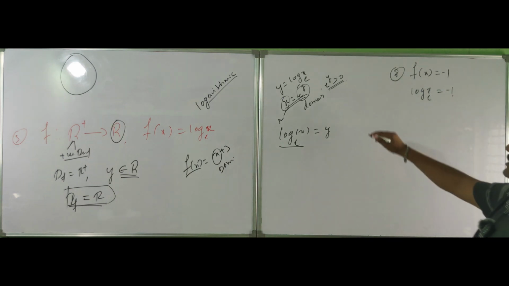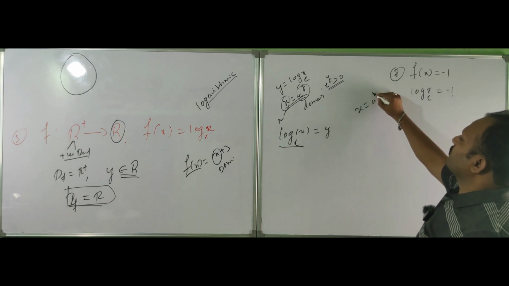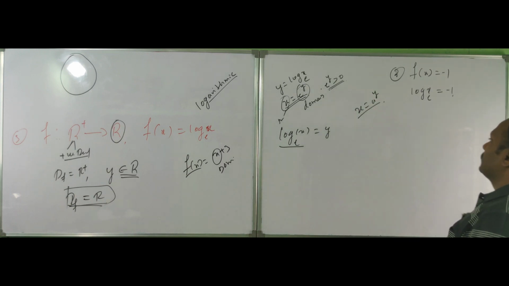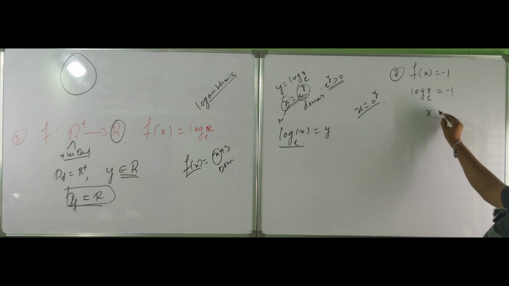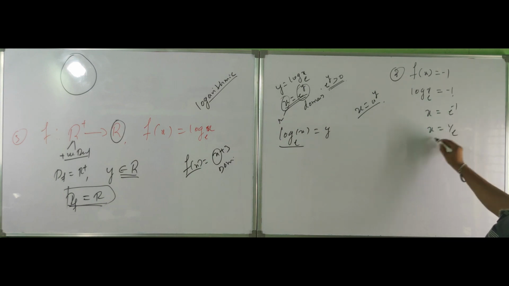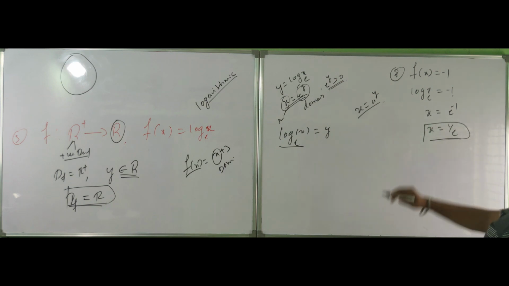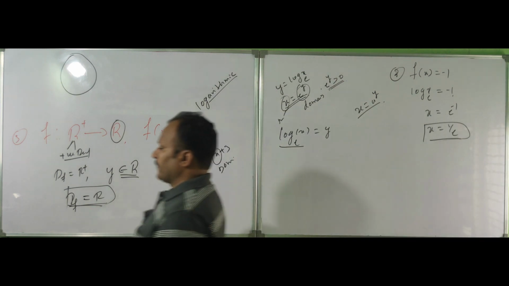What is the formula? x is equal to a to the power y. So I am writing x is equal to e to the power minus 1. x becomes 1 by e. x is equal to 1 by e.